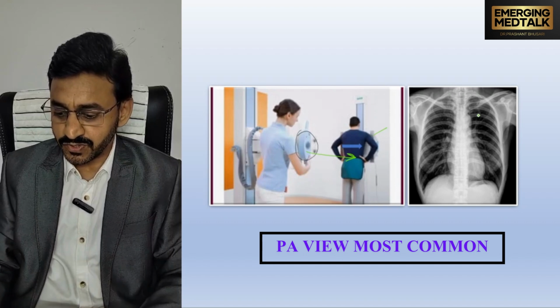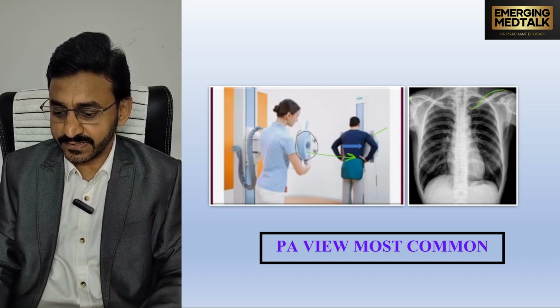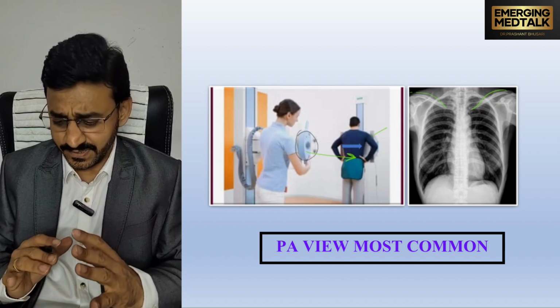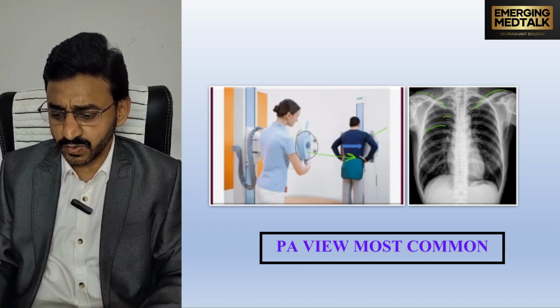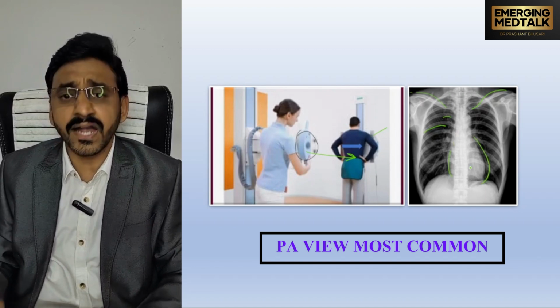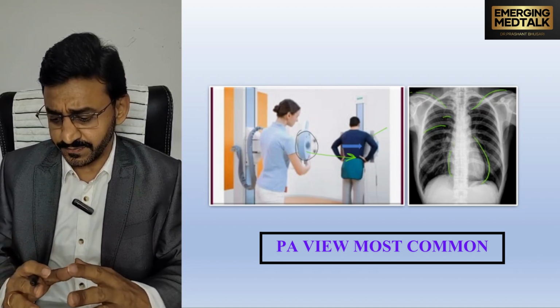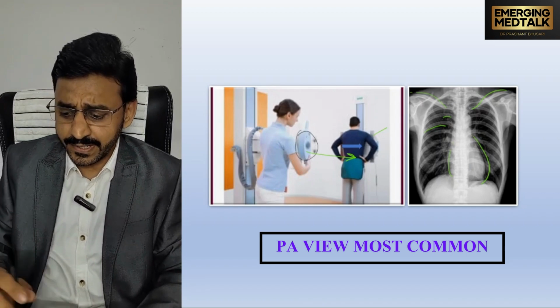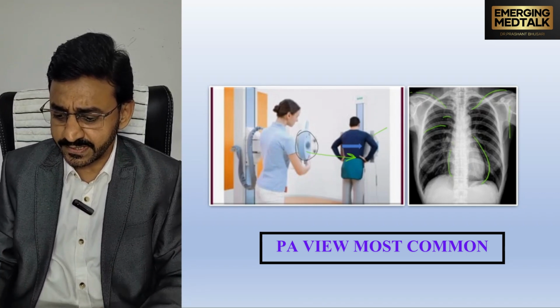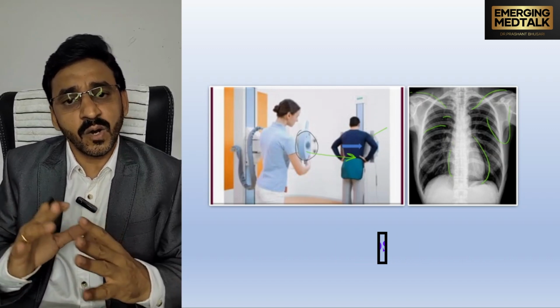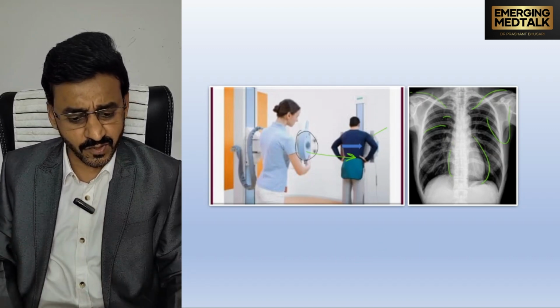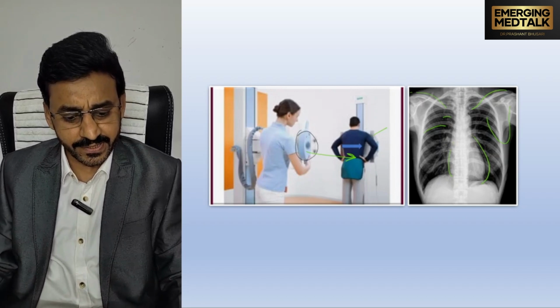So this is the posterior anterior view, where we can see obliquely placed clavicles, obliquely placed ribs, and also the proper size of the heart we can measure, and also we can see the scapulae placed mostly out of the field. So this is very common, the posterior anterior view.